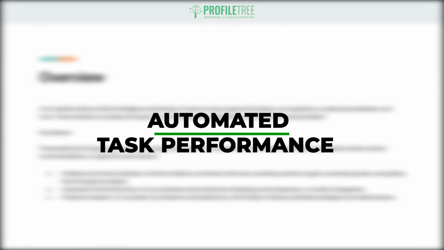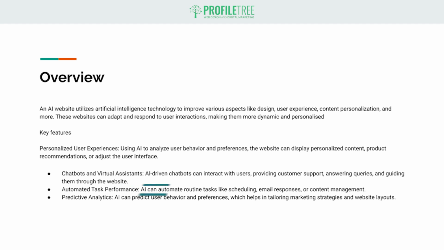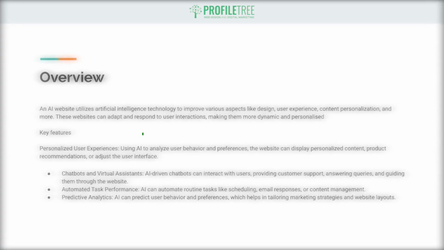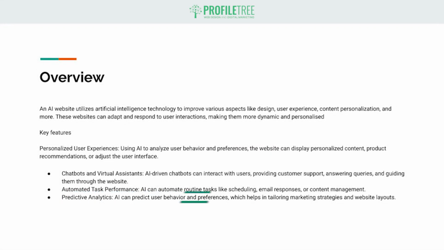You can also have an automated task performer. So AI can automate routine tasks like scheduling, email responses, or content management. You do have predictive analytics. So AI can predict user behavior and preferences, which helps in tailoring marketing strategies and website layouts.